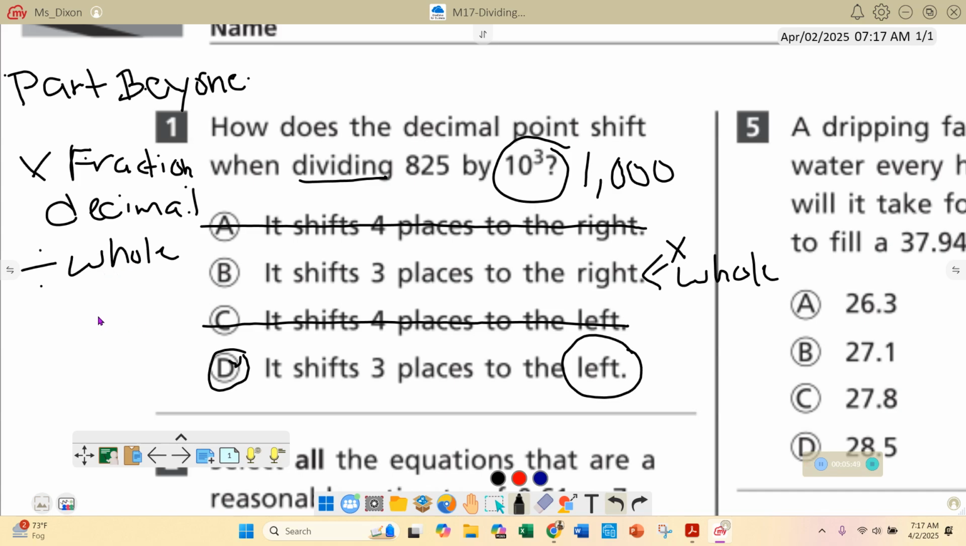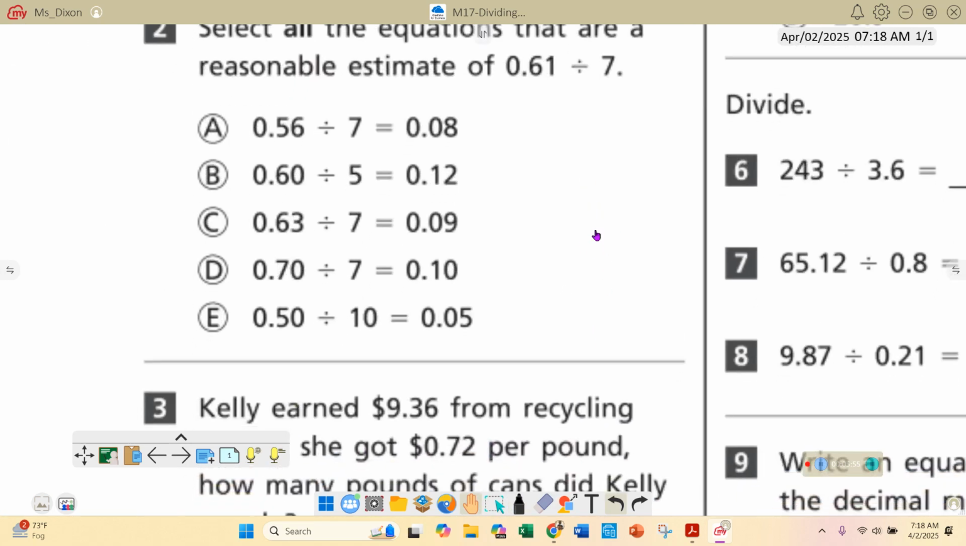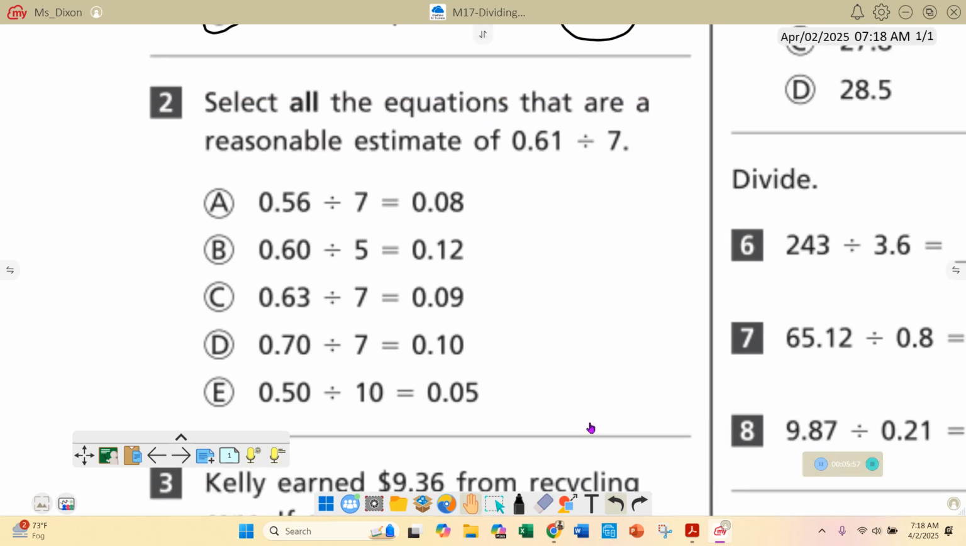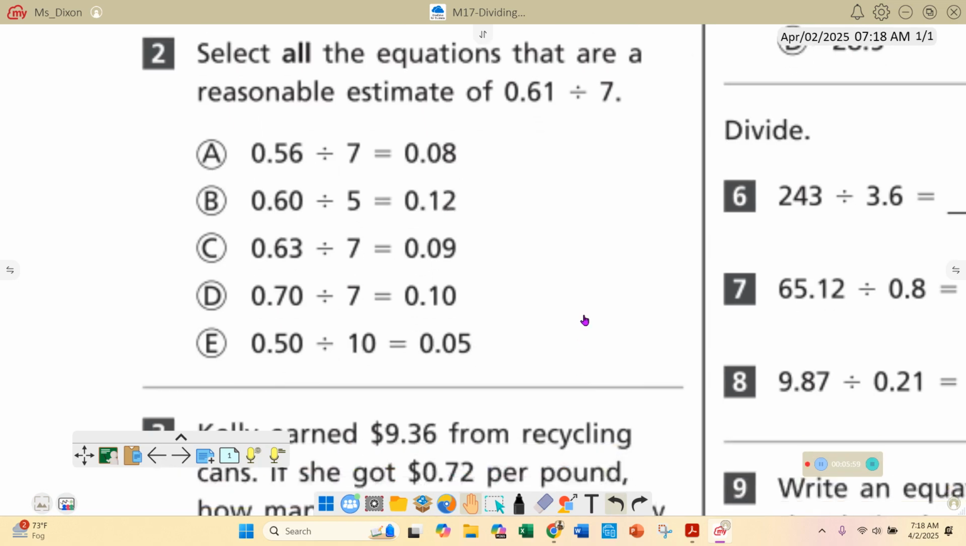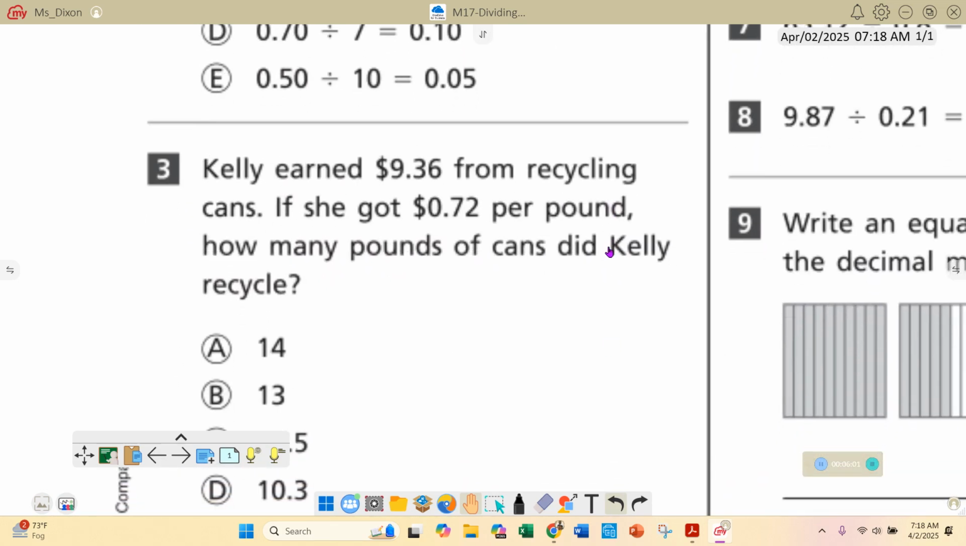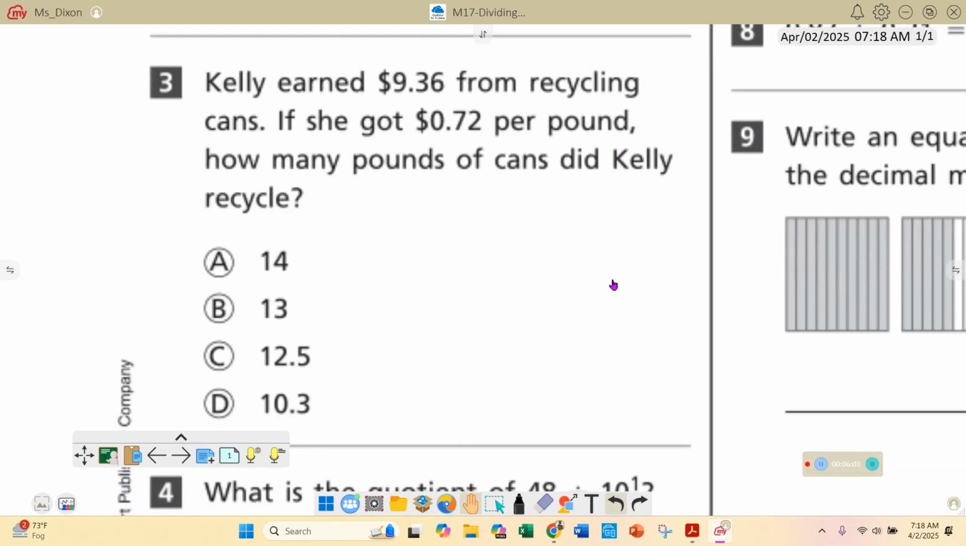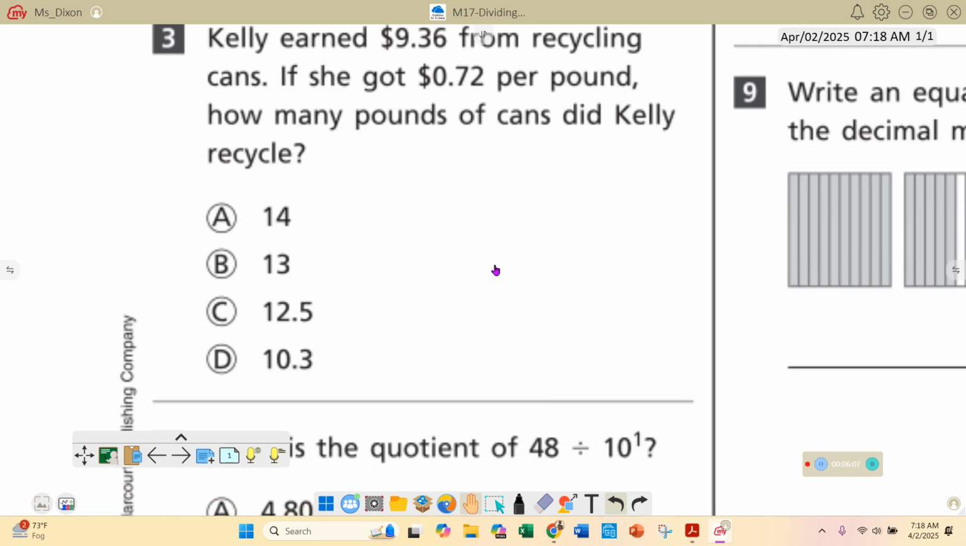All right, let's move to question number 3. Question number 2 on your study guide will not be posted on your test, so I'm not going to go over question number 2. Question number 3.